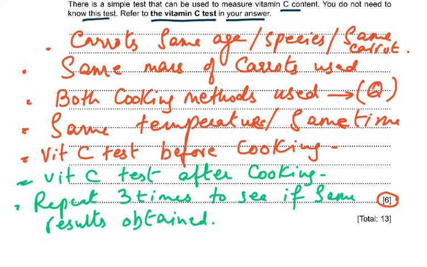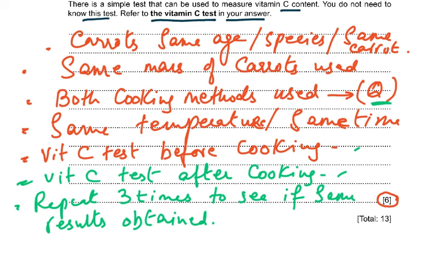So carrots of the same age, same mass of carrots, both cooking methods used. Now this was given in the question, but you'll get a mark for that. Same temperature, same time, vitamin C test before cooking, vitamin C test after cooking, and repeat 3 times to see if the same results are obtained.